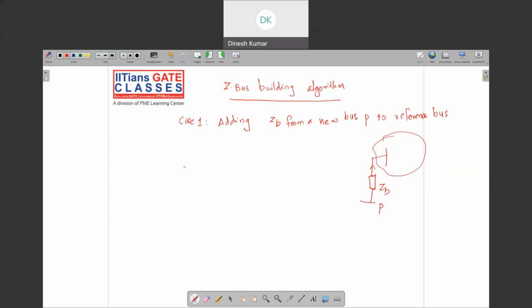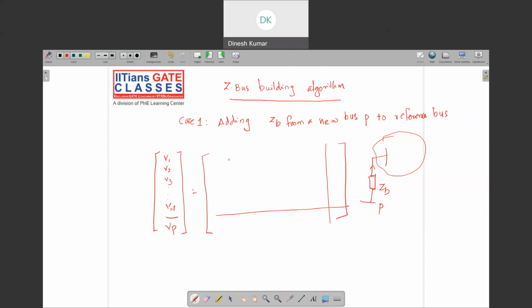So I can write it like this: V1, V2, V3, etc. up to Vn. This Z bus is already available for this particular network. Now we will be connecting a new bus, that is Vp, which will be equal to... So we have to keep the old matrix as it is, that is Z bus old. Then we have to put some rows and columns over here.